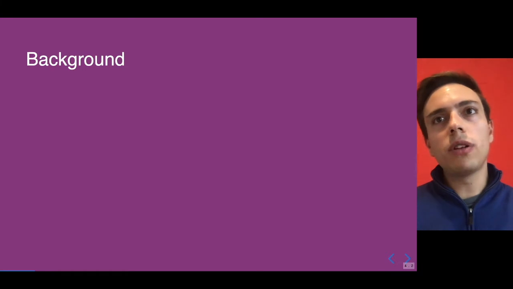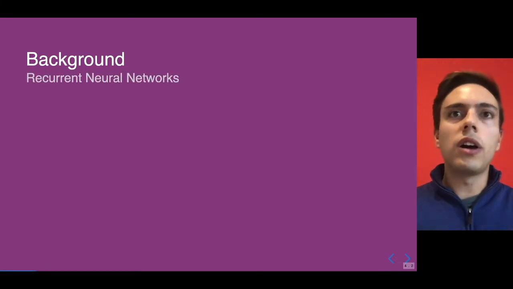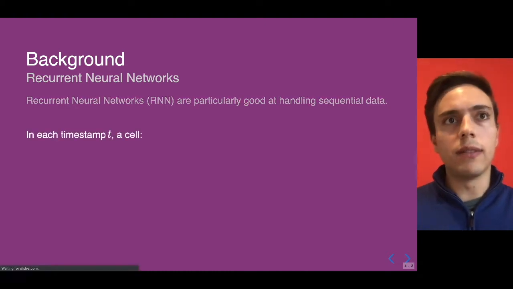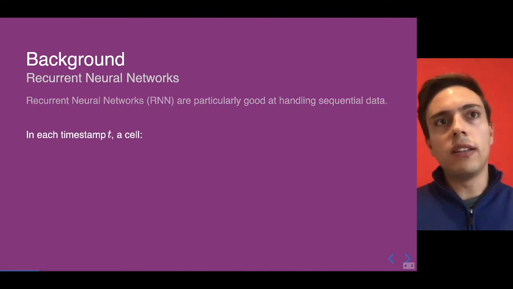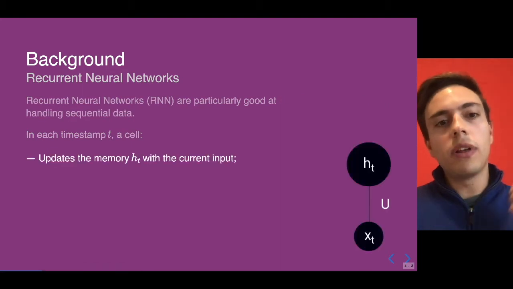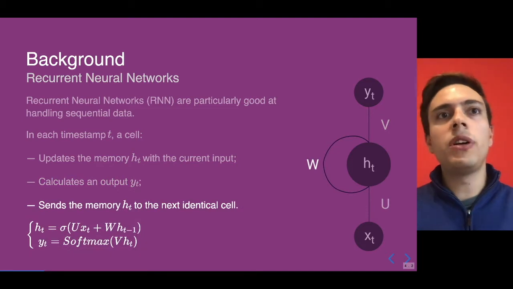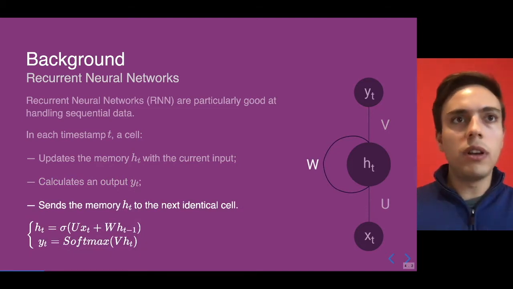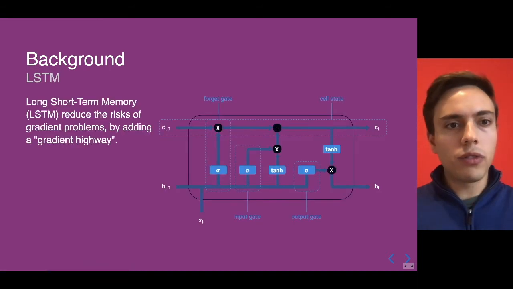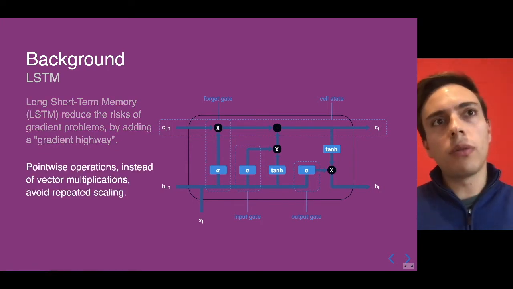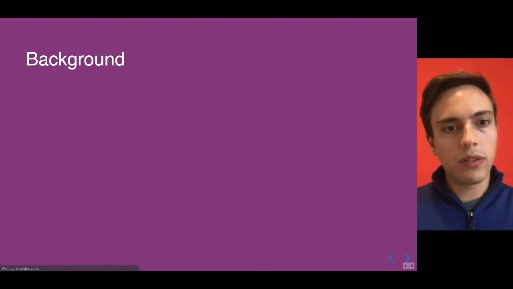Since I'm using multivariate time series data, recurrent neural networks are a good model for this kind of problem, as they are good at handling sequential data. Just as a recap, they work like this for each timestamp t. They can update the memory ht with the current input x, they can calculate an output y, and then send the memory ht to the next identical cell through these equations that you see here. There are also these long short-term memory models, which reduce some of the risks of gradient problems by adding a new hidden memory cell C, which does pointwise operations instead of vector multiplications.